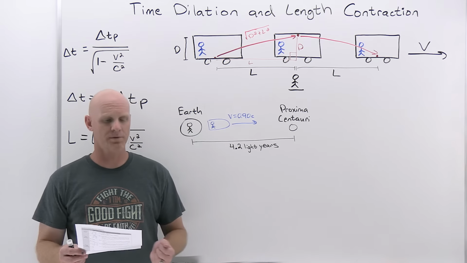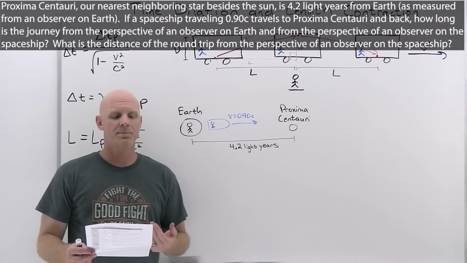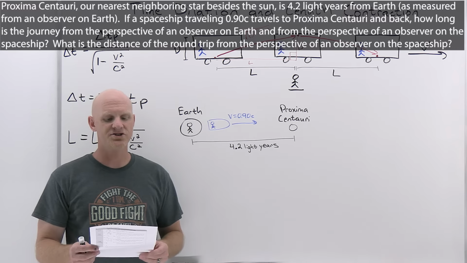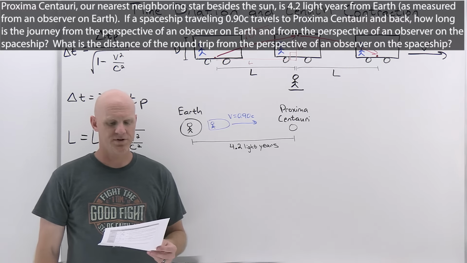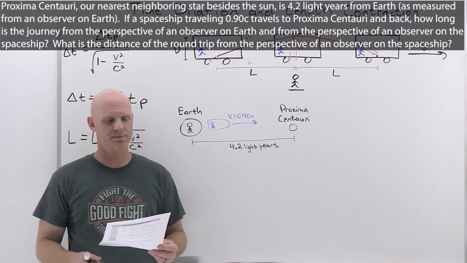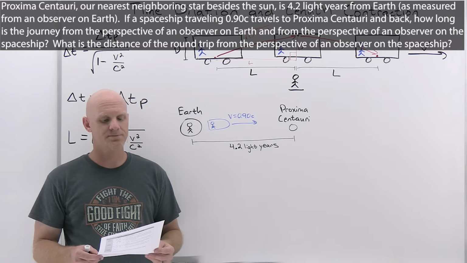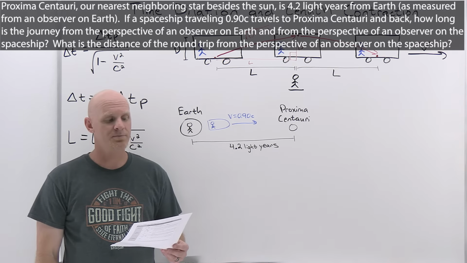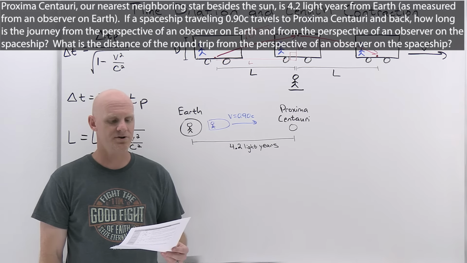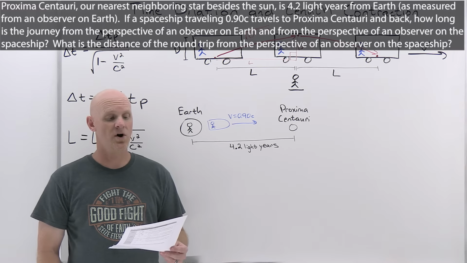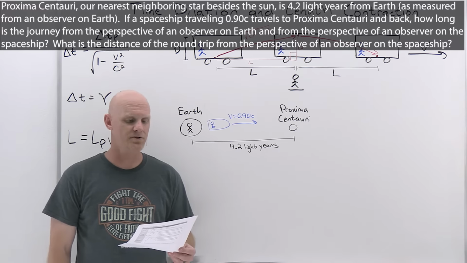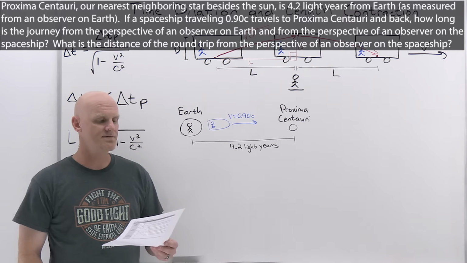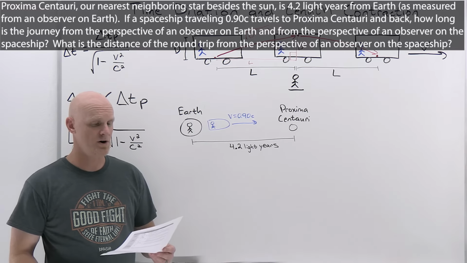So here's the first problem we're going to do. The question says, Proxima Centauri, our nearest neighboring star besides the Sun, is 4.2 light years from Earth, as measured by an observer on Earth. If a spaceship traveling 0.90 c, that's 0.90 times the speed of light, travels to Proxima Centauri and back, how long is the journey from the perspective of an observer on Earth and from the perspective of an observer on the spaceship? What is the distance of the round trip from the perspective of an observer on the spaceship?